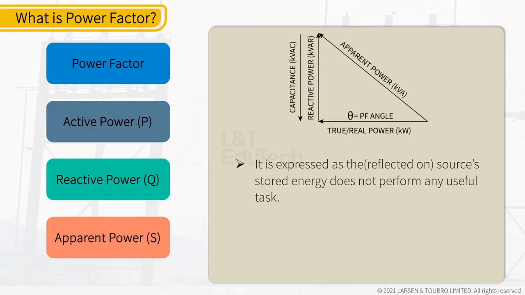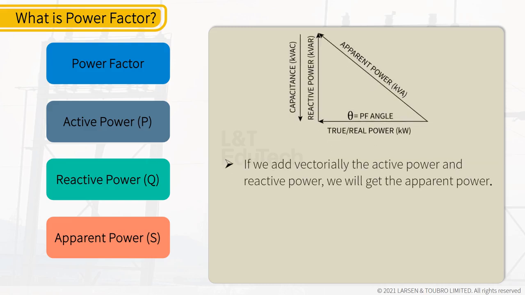The reactive power Q is expressed as the reflected power on the source's stored energy, which does not perform any useful task. The unit of measurement is VAR or kVAR. The apparent power S: if we add vectorially the active power and reactive power, we will get the apparent power. The unit of measurement is VA or kVA.